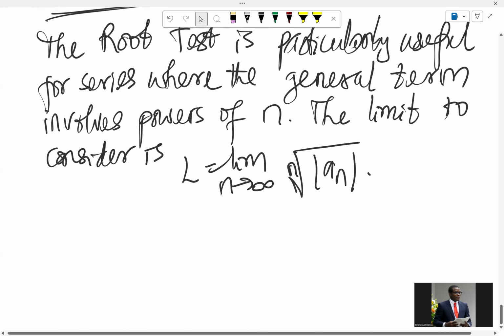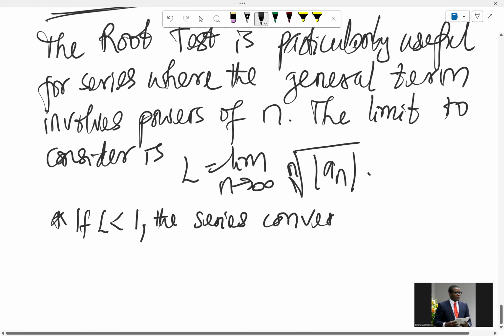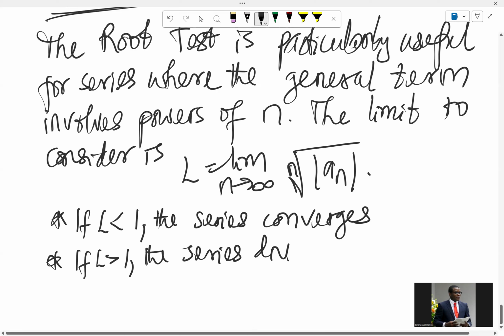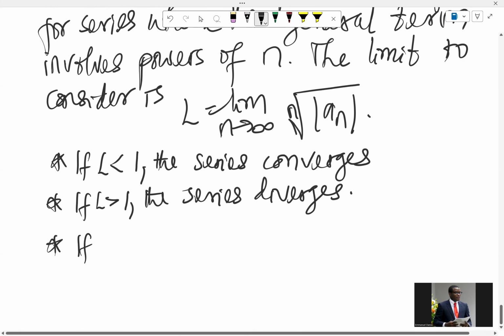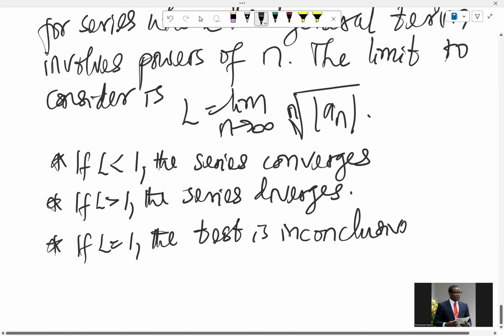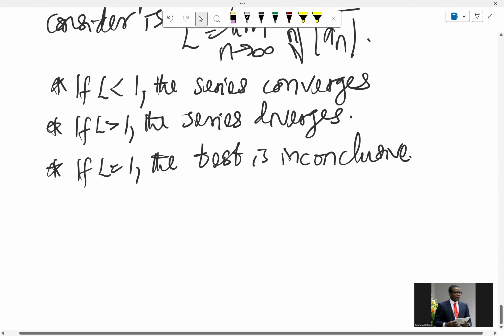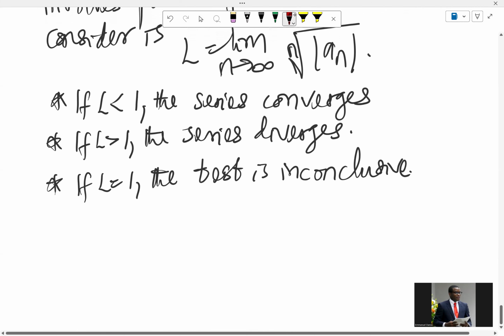Again, the same conditions. If L is less than 1, the series converges. If L is greater than 1, the series diverges. And lastly, if L is equal to 1, the test is inconclusive, just like the case of ratio test, and further investigation will be required to test for the convergence. Okay, so let's take examples. Take example 1 now.